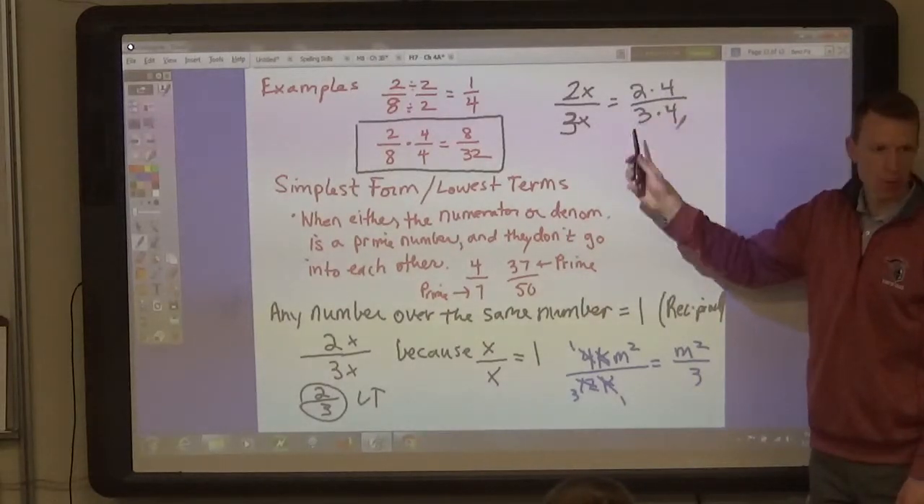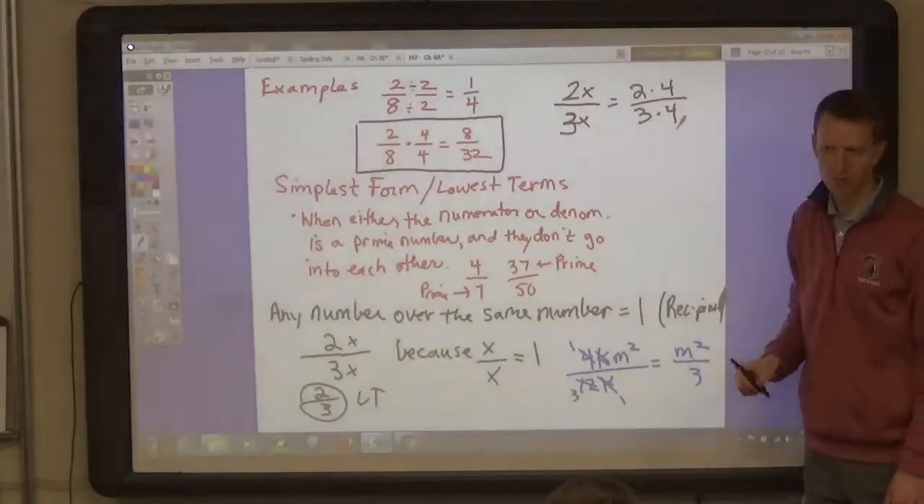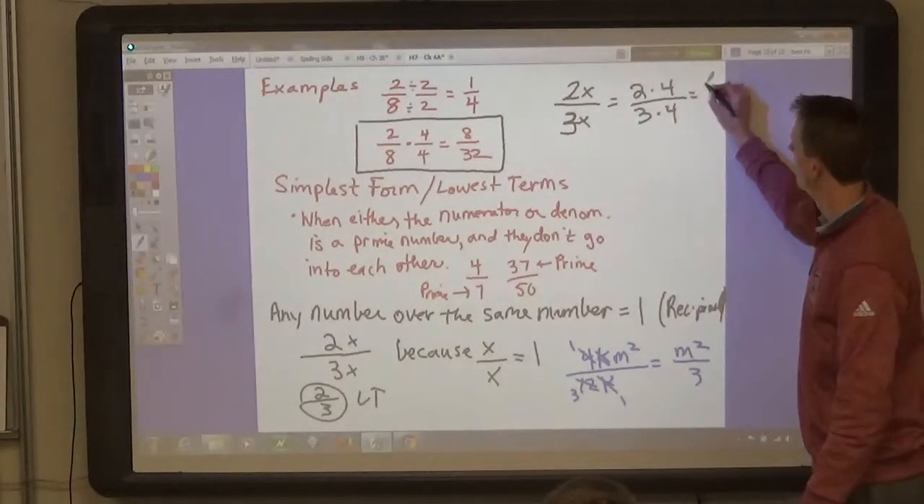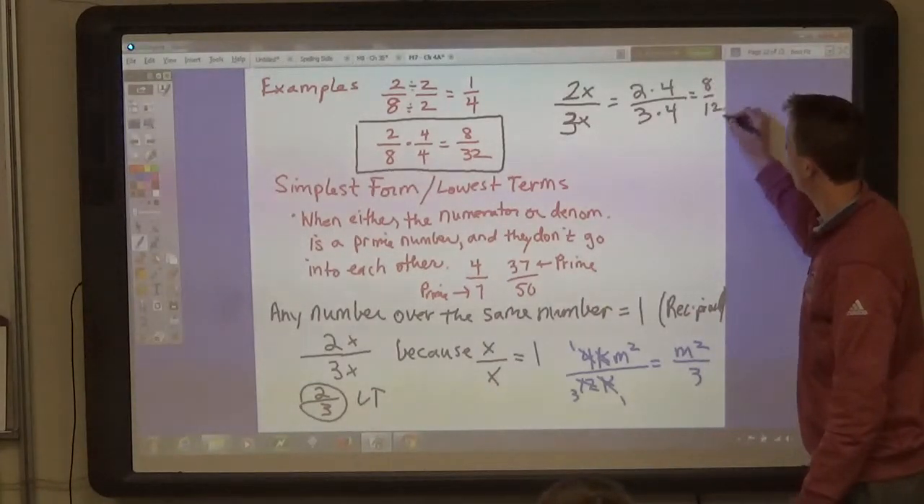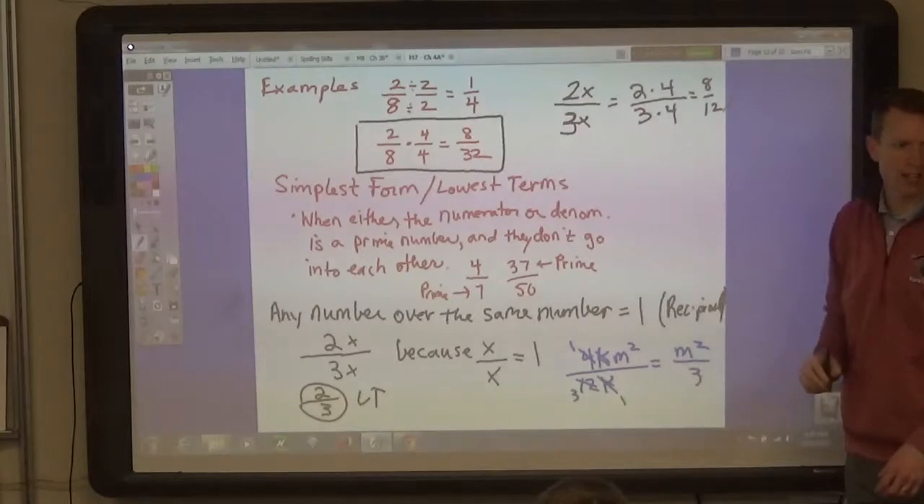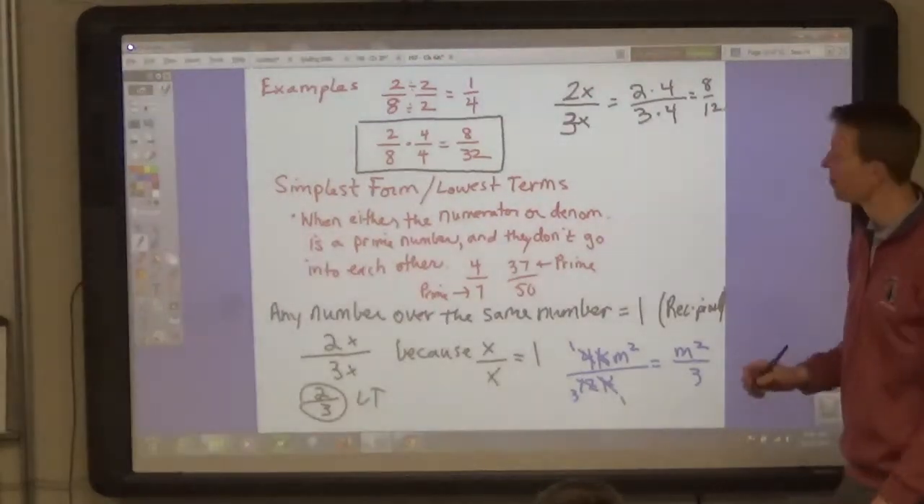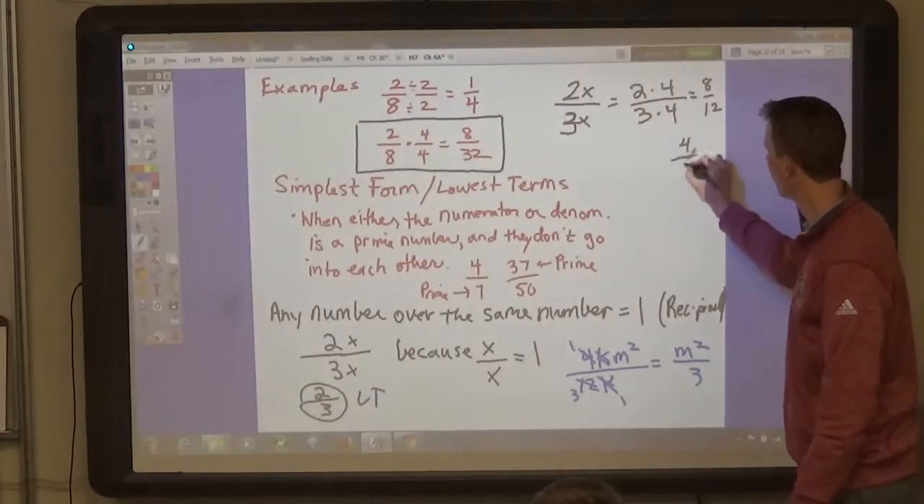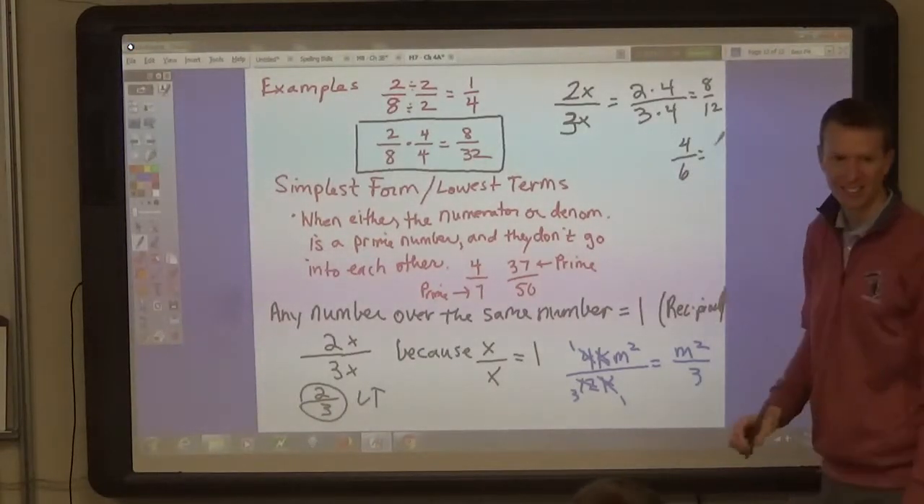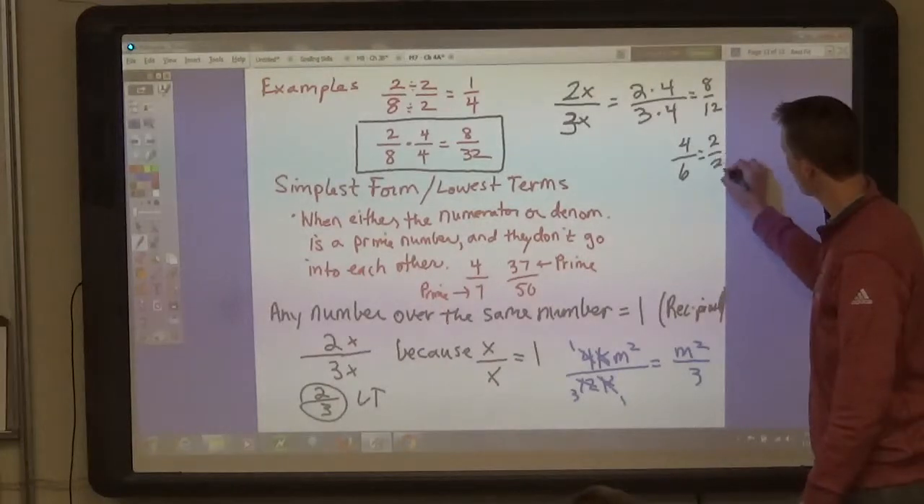What's 2 times 4 over 3 times 4? 8 over 12. And what would we reduce that to? 4 over 6. Okay, 2 over 6. 2 over 3.